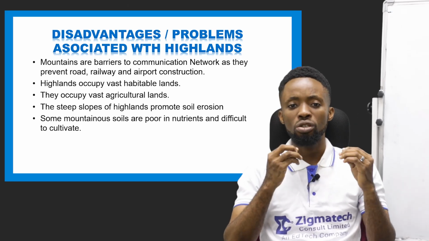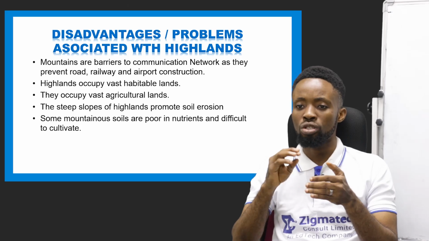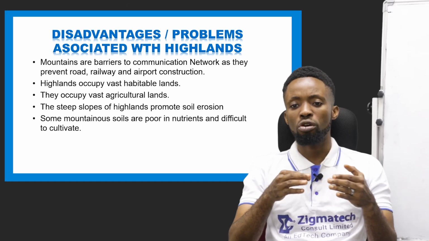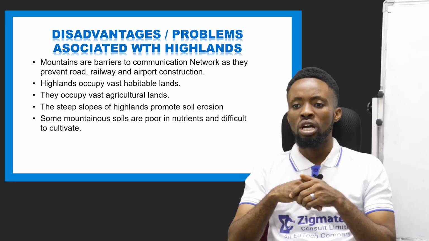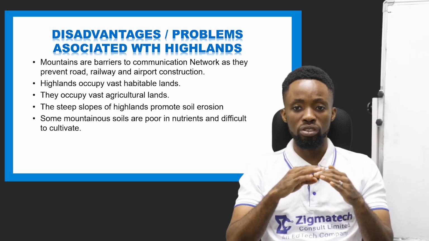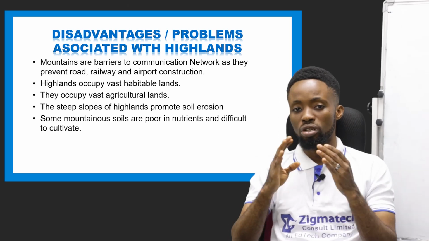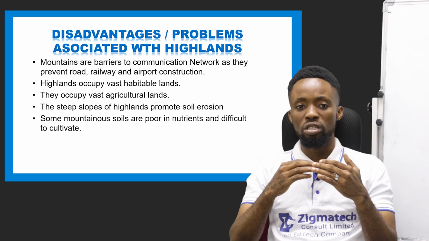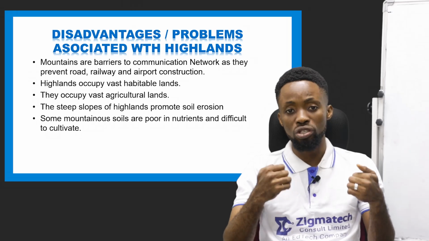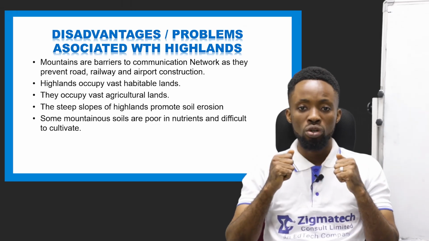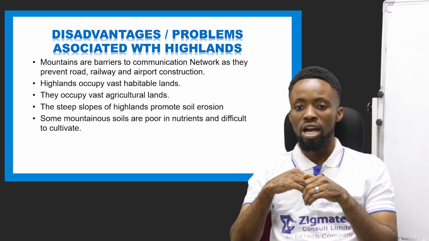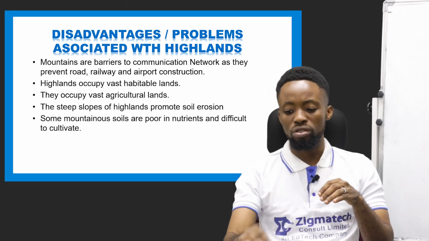So as a result of that, highland areas usually have soil erosion, and due to this soil erosion, they end up having poor soil structure, and this disadvantage will cause the area to be infertile. Those areas will have poor soil nutrients, and plants will not actually grow in such a place. So that's to say that mountainous soils are very poor in nutrients and sometimes difficult to cultivate.